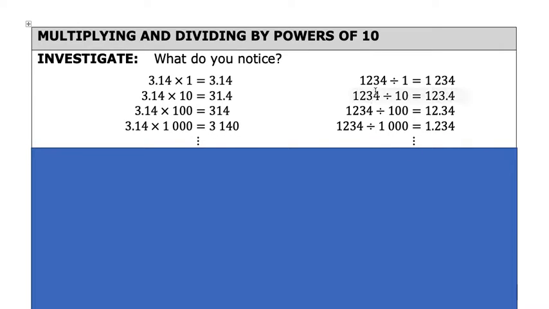Next, 1,234 divided by powers of 10, namely 1, 10, 100, and 1,000. Looking at the quotient, the result of this division, what do you notice? You can pause the video to try to solve. What is the connection?